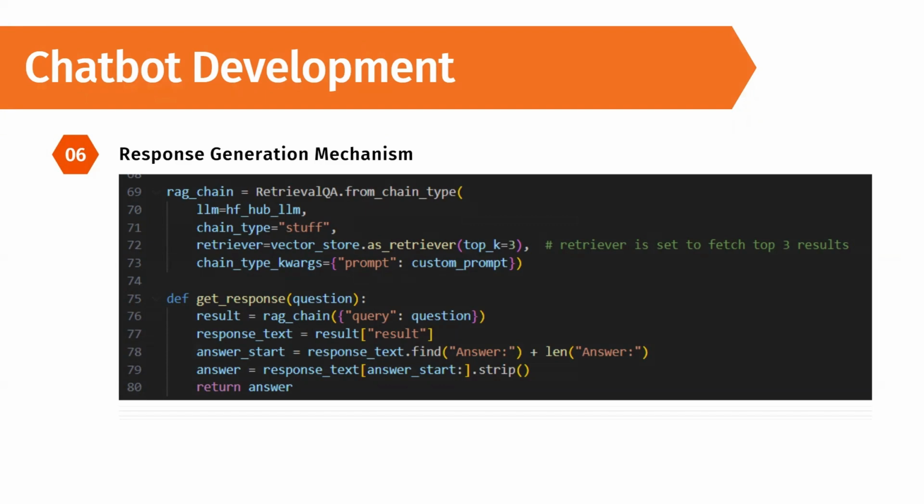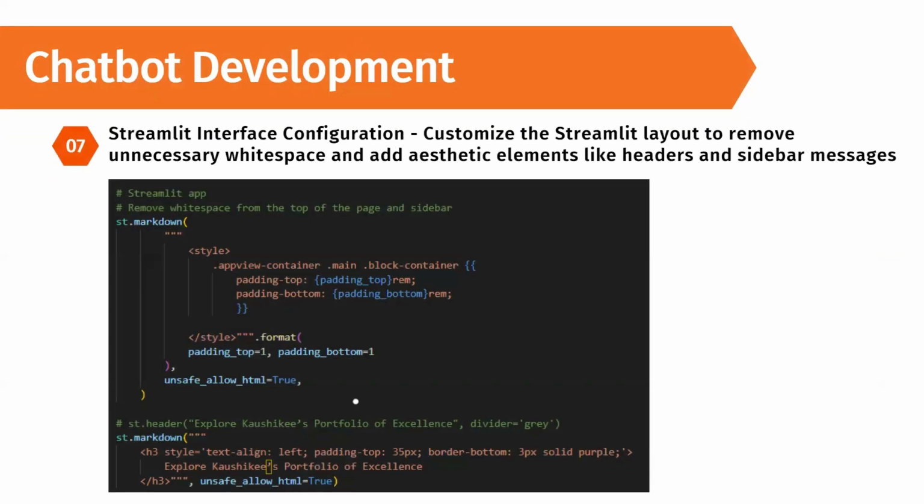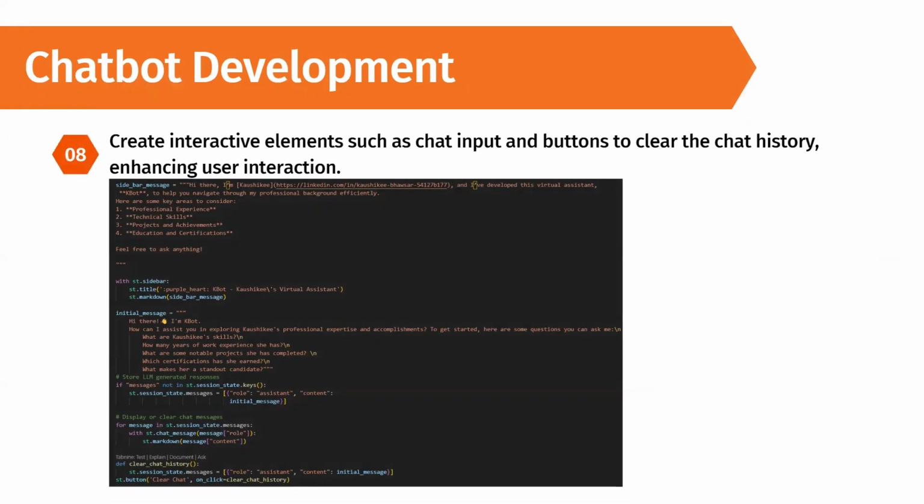And then customize the Streamlit layout and remove unnecessary white space and add aesthetic elements like headers and sidebar messages. And create interactive elements such as input and buttons to clear the chat history, enhancing user interaction.